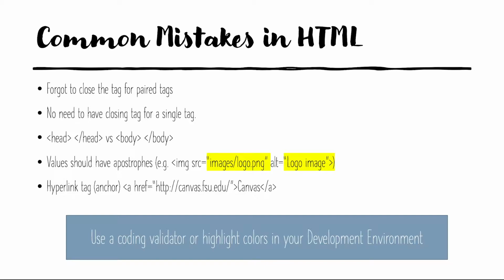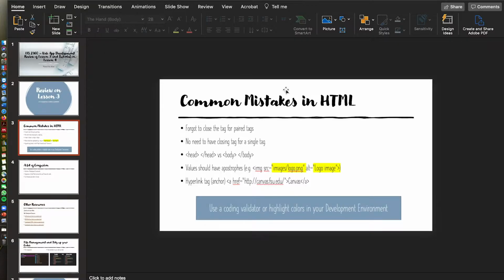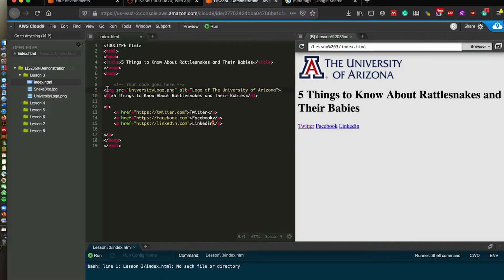So don't forget to use a coding validator, or you can also rely on the highlights color on your development environment. And you can also rely on the colors. For example, here it should be the tag. So whenever I make a mistake, for example, I forgot to close with apostrophes, it becomes error. So there's a mistake in the coding. And for anchor, I'm using the text as my hyperlink.